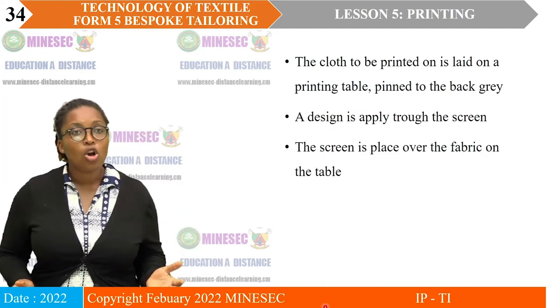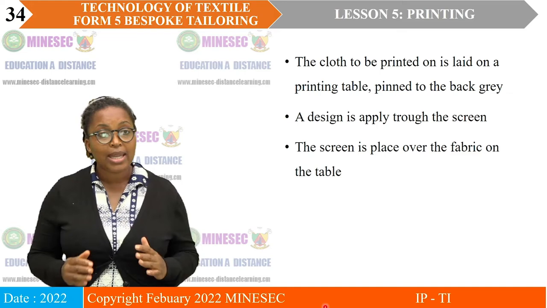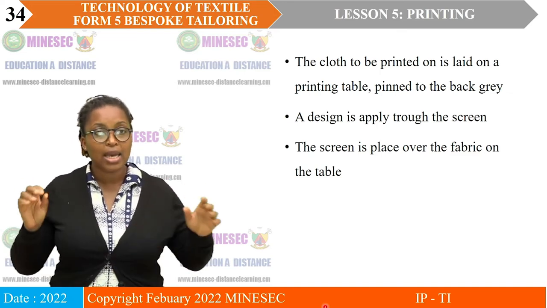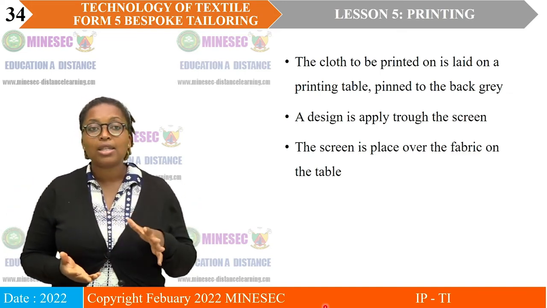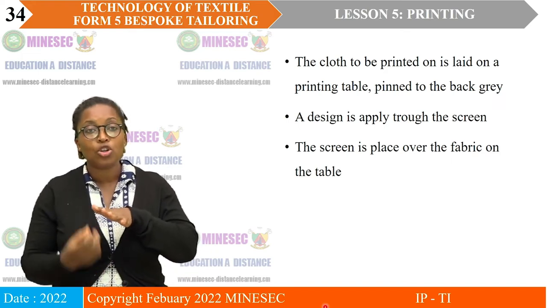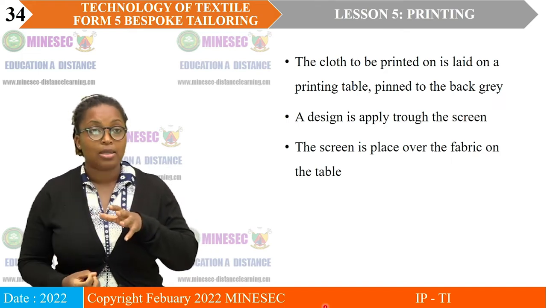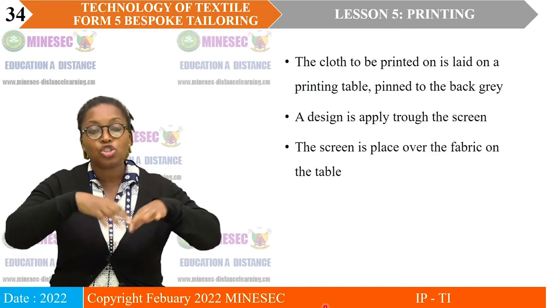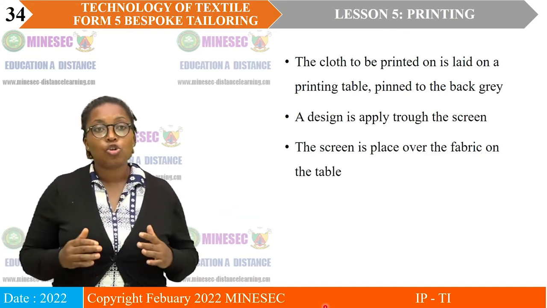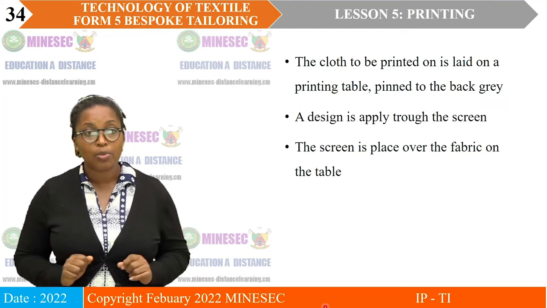So how does it go about? The cloth to be printed is laid on a printing table, okay? You pin it on a back gray. We always use a back gray because this permits the absorption of the extra pigment, so that it will not soil the fabric. So our cloth should be laid on a printing table.